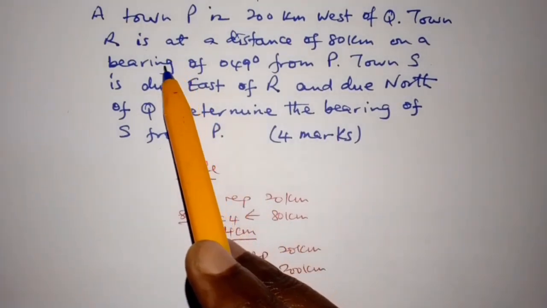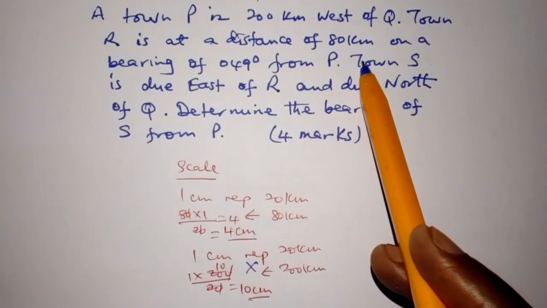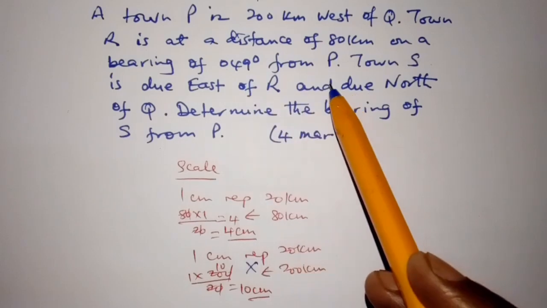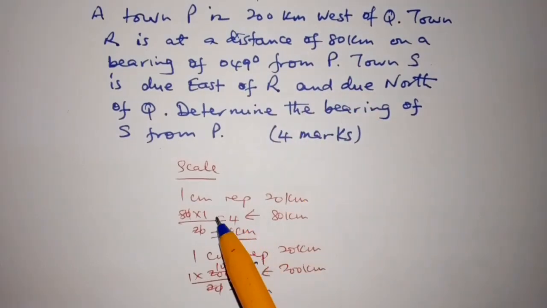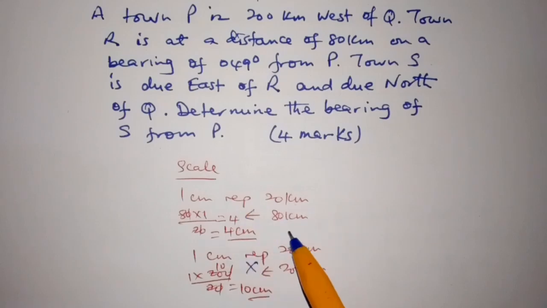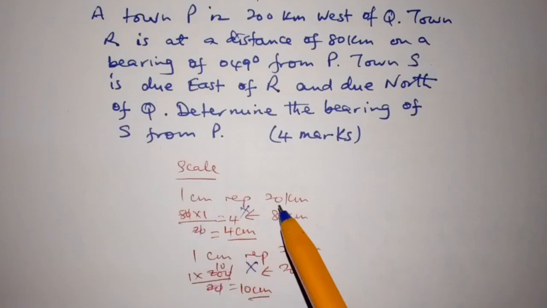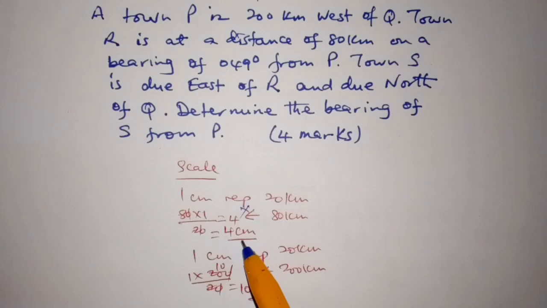Town R is at a distance of 80 kilometers on a bearing of 049 degrees from P. Now, 1 centimeter represents 20 kilometers, so how many centimeters will represent 80 kilometers? We cross multiply: 80 times 1 over 20, which gives us 4 centimeters. So 80 kilometers will be represented by 4 centimeters in our sketch.